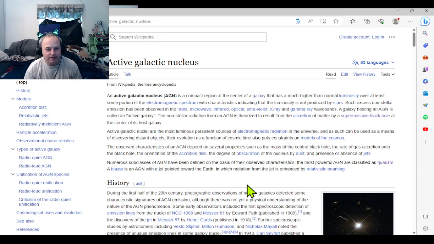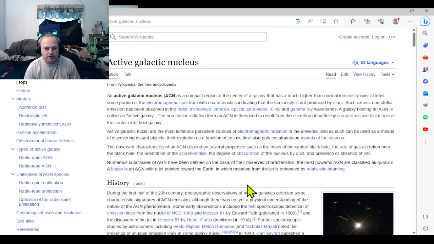So, a compact region in the center of the galaxy that has a much higher than normal luminosity over some portion. Characteristics: the luminosity is not produced by stars. Such excess non-stellar emission creates all these radiation wave bands. AGN, active galactic nucleus. That one says the non-stellar radiation is theorized to come from accretion of matter at the center of the host galaxy.